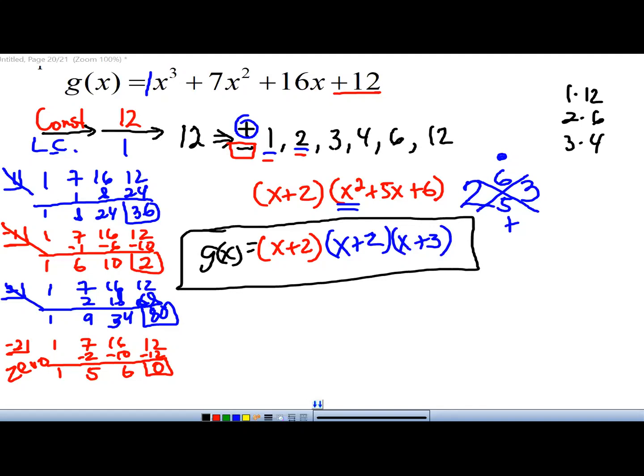The leading coefficient. Yes. Okay. Good question. So look up, guys. They're asking where's the LC. The LC is the leading coefficient.